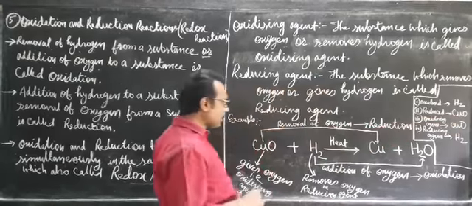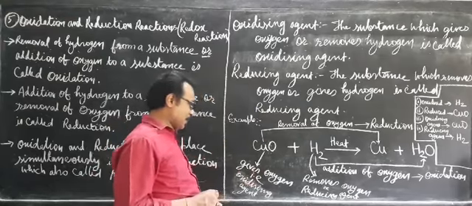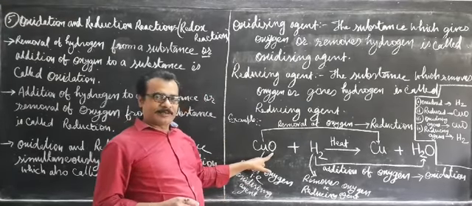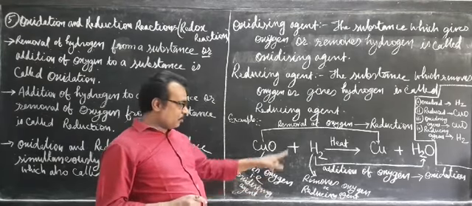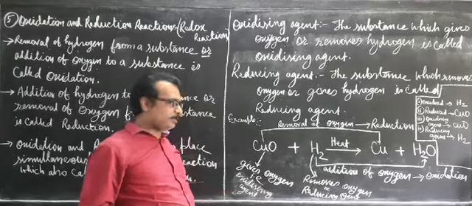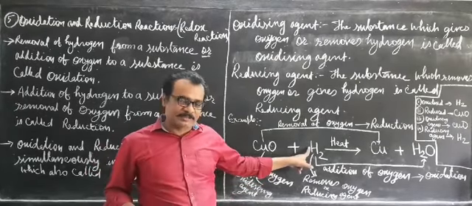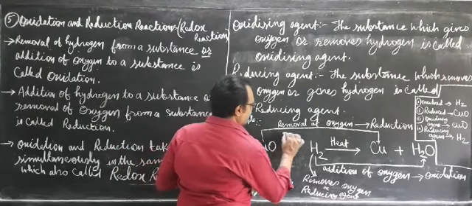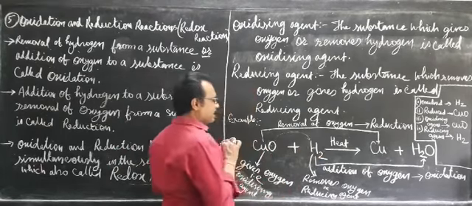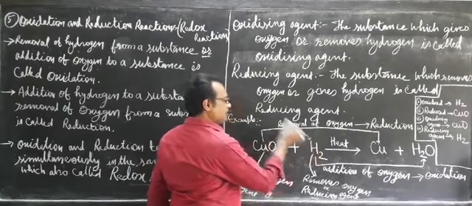Now we'll discuss the agent. See the definition. Copper oxide supplies the oxygen. It gives the oxygen. Which one is undergoing oxidation? Hydrogen. Hydrogen needs oxygen to get oxidized. Which one supplies the oxygen to this hydrogen? This copper oxide has supplied the oxygen.